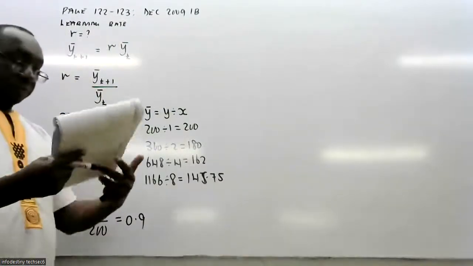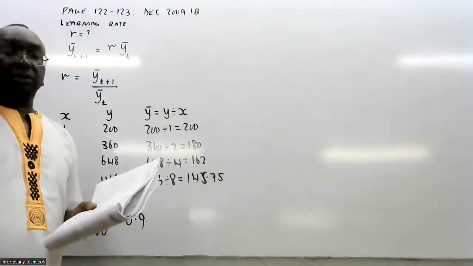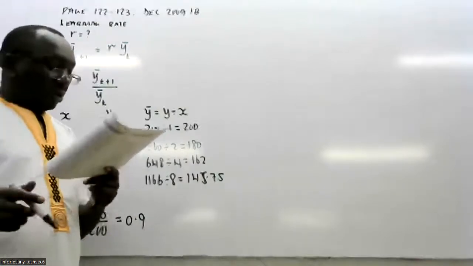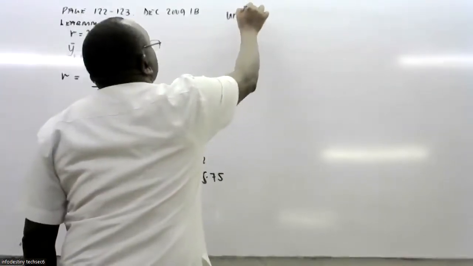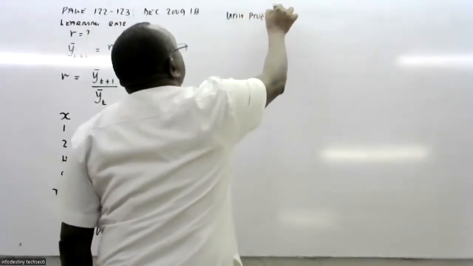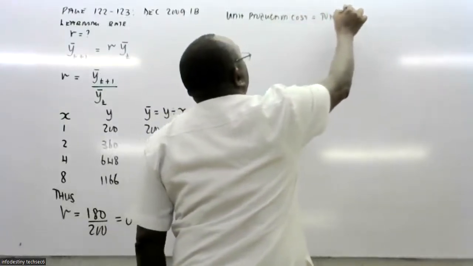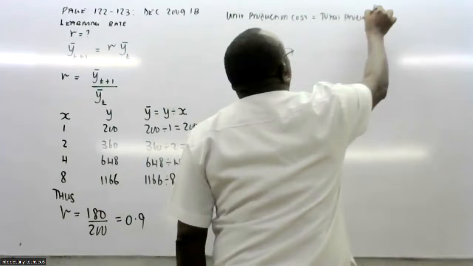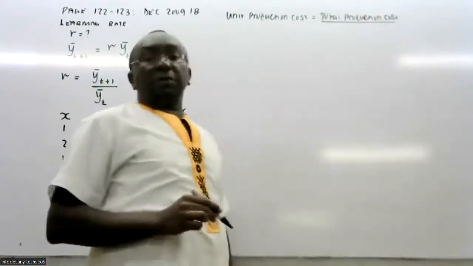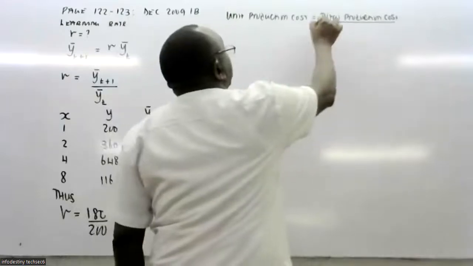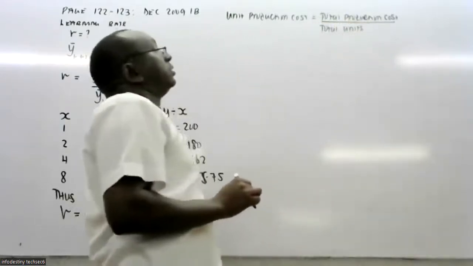The next thing is unit production cost. Unit production costs will be given as total production costs, and you divide by total units.